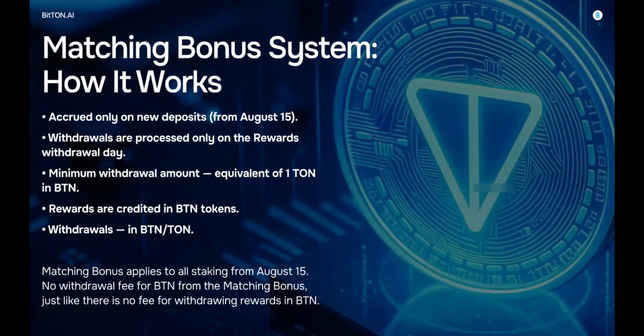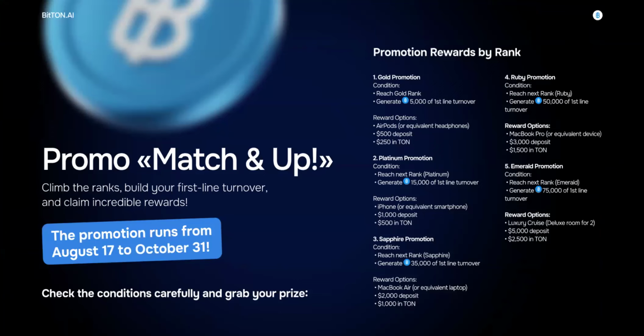Okay, let me show you some details of how it's working. Promo matching up. This is for all of you, please look carefully. This promo runs from August 17 to October 31. You have enough time to participate in this promo and get your prizes. You can generate 5,000 turnover in your first line, and you can get AirPods or other equivalent headphones. If you generate more, 15,000 in total, you can also get an iPhone or equivalent smartphone.